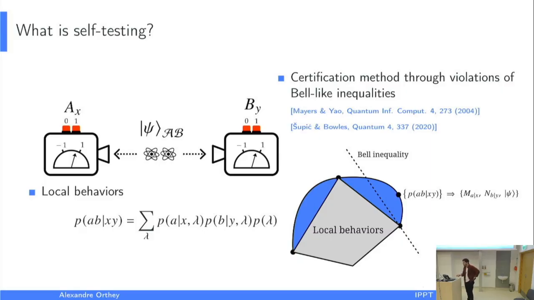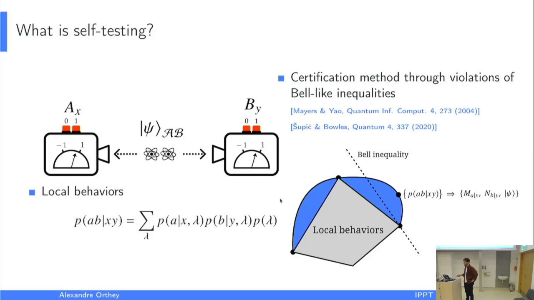So here we have this set of all the probabilities that respect this kind of decomposition. We call it a local Bell polytope, or local set, or local correlations. You can choose the name. Well, how self-testing works, you have to see the maximal violation of a Bell inequality.